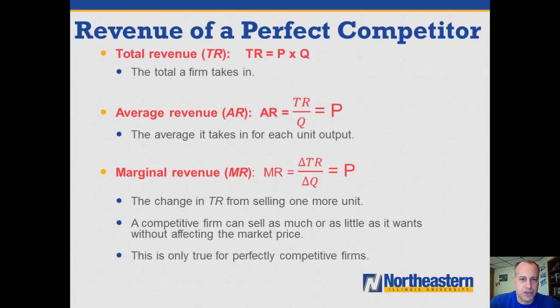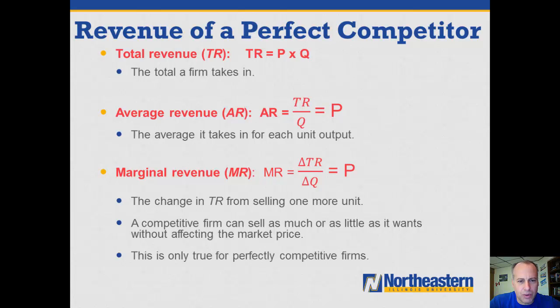If widgets are selling for $10 in the market, then the firm can sell as many or as little as they want at a price of $10. So if they sell 1,000 times $10, their total revenue would be $10,000. Average revenue is the average it takes in for each output. Now, when you sell everything for the same price, the $10 price of the widgets, the average revenue is also going to be $10.